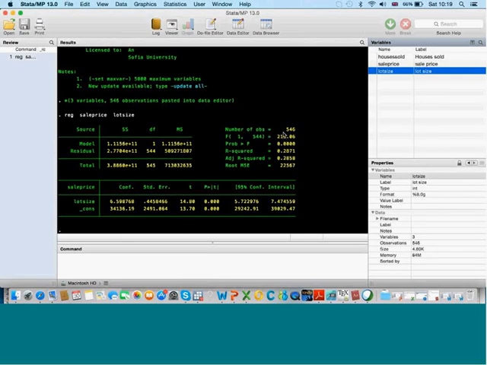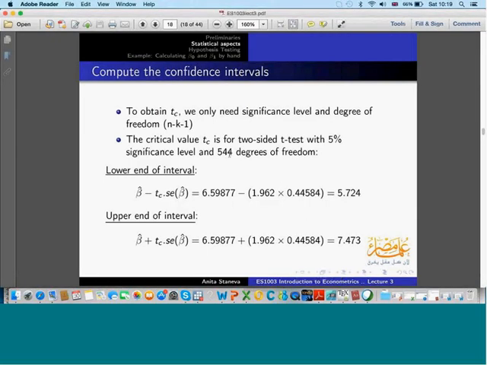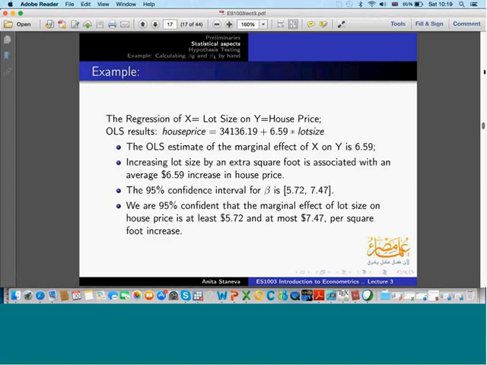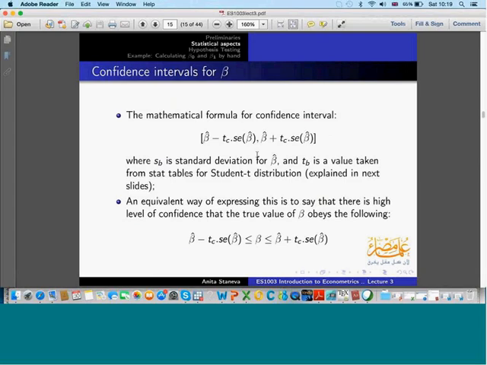Because, as I said, the number of observations in our estimate is 546. We have one parameter, the one x introduced into the estimate. So we subtract this, k is 1, and minus 1 is going to bring us to 544 degrees of freedom. To calculate the lower interval, we use the formula that I just introduced up here.